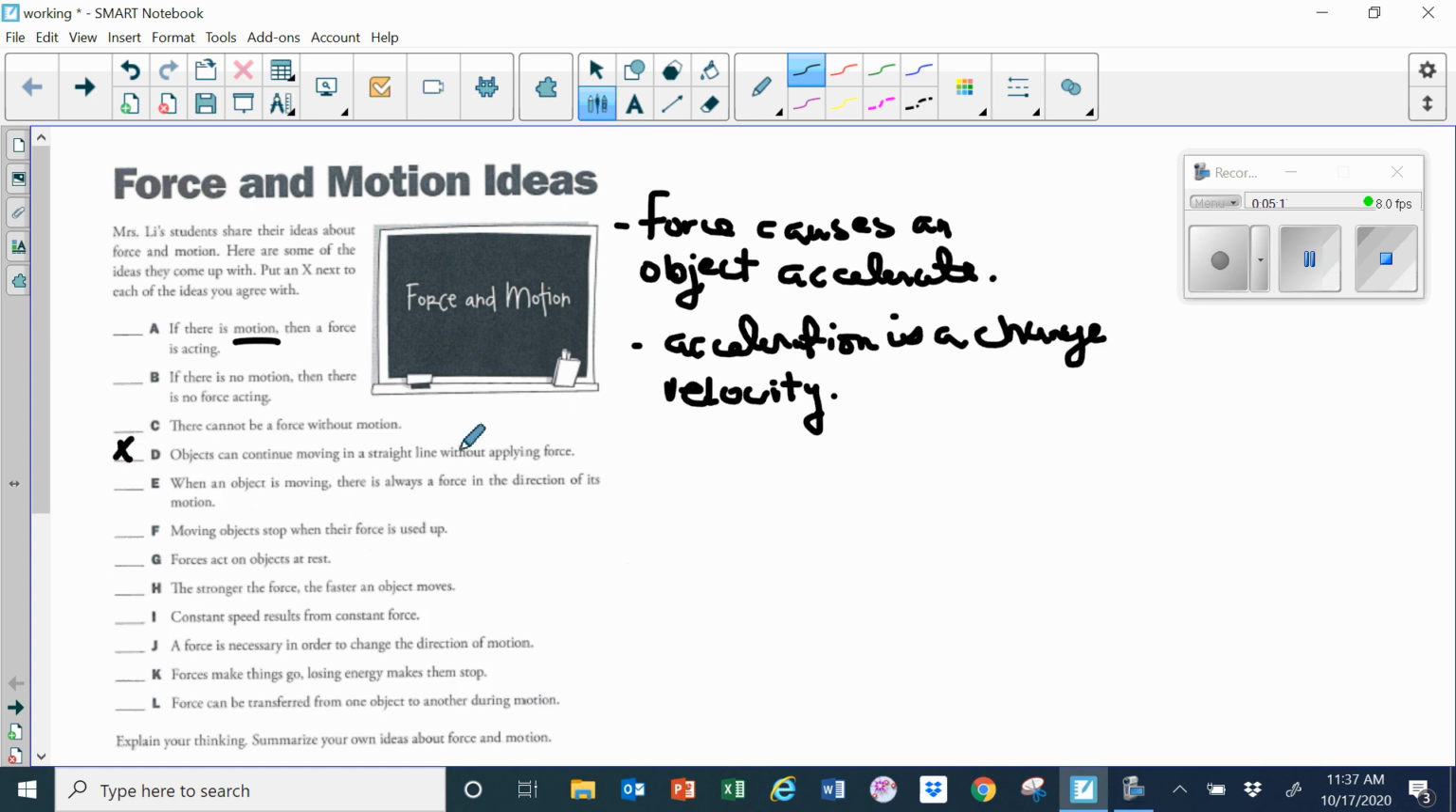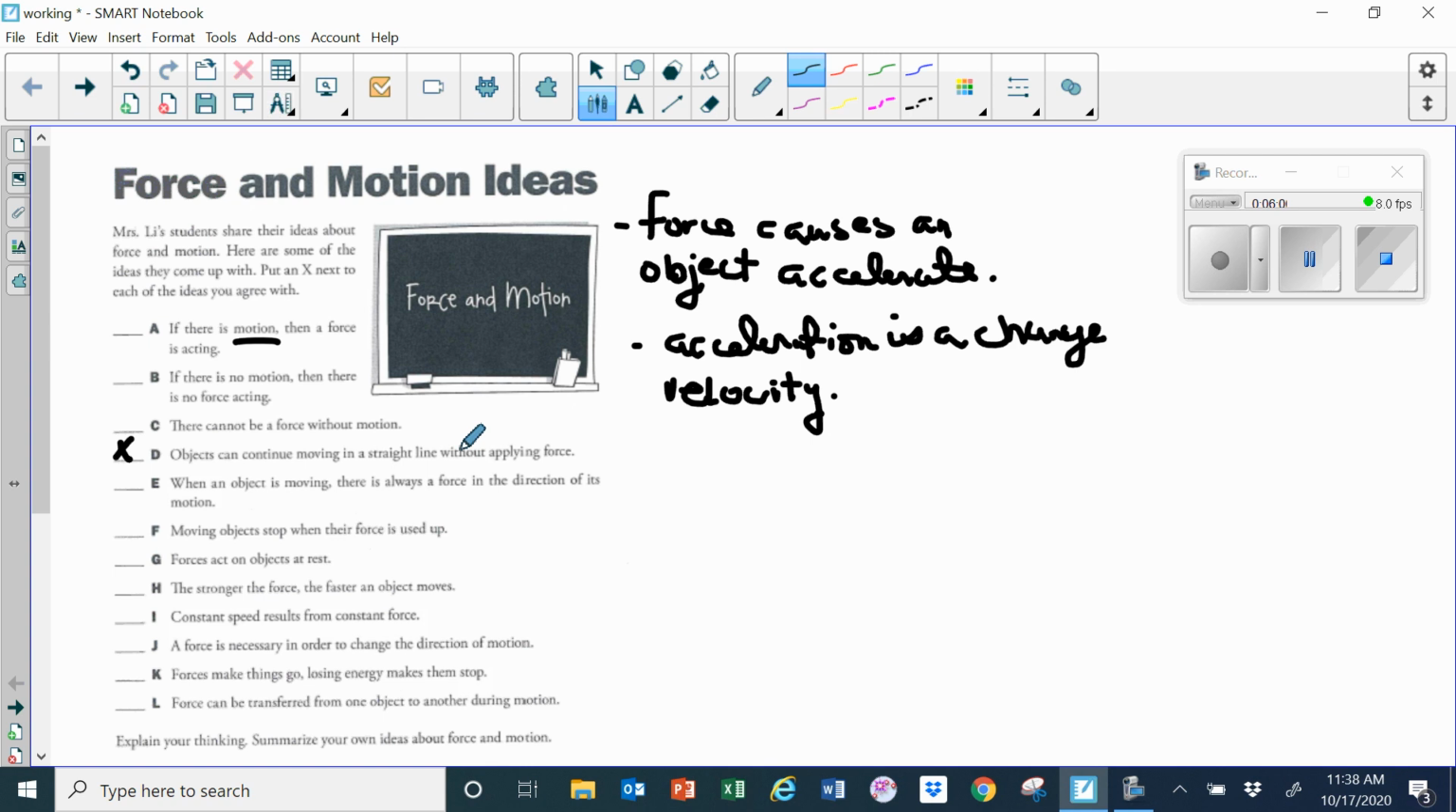Objects can continue moving the way they are moving without applying a force. Forces change the motion of objects. Okay, when an object is moving, there's always a force in the direction of its motion. Well, there could be, but there doesn't have to be. Because if an object is moving at a constant velocity without acceleration, and it's not changing direction, then there isn't a force acting on that object.